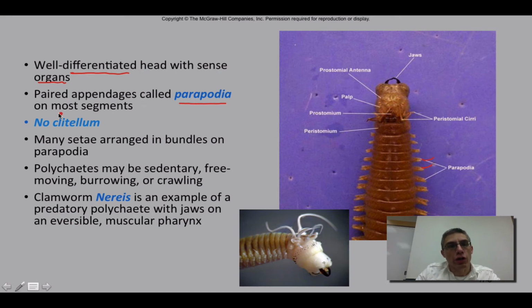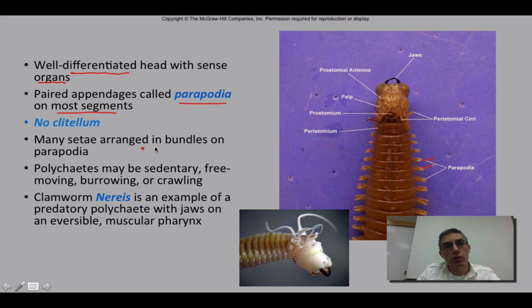Paired appendages called parapodia, and you can see the parapodia right here on these animals, are going to be found on most segments. You typically don't find the parapodia on the head region or maybe on that pygidium that we had talked about a little bit earlier, and that's the last segment of the worm. Now, there's not going to be any clitellum in these particular worms. You're going to find the clitellum in the earthworms and the leeches, which we'll get to later on.